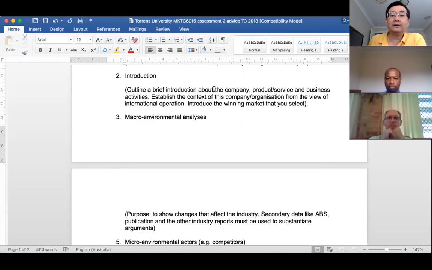Explain the context of the organization. Introduce the winning market that you select. From assessment one, you introduce the winning market. This is the winning market. Let's say if you select India, for instance, the winning market is India. For argument's sake, you explain briefly about India. India is the country, yada yada. Done.